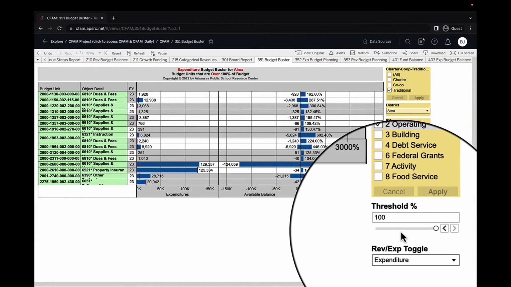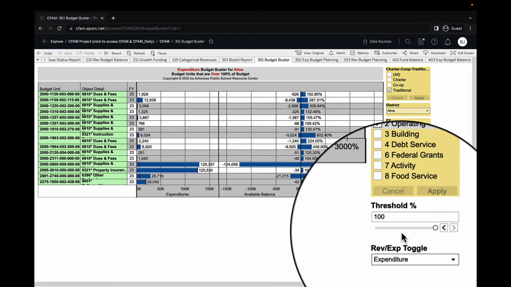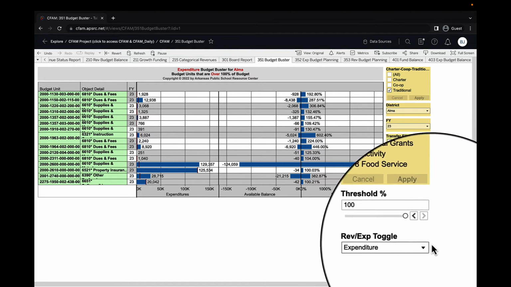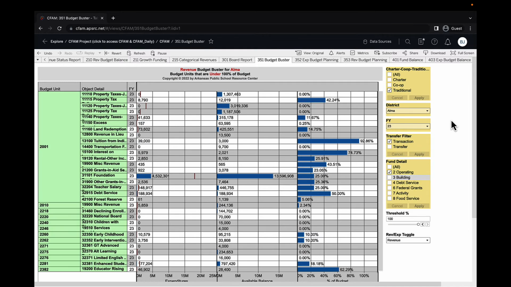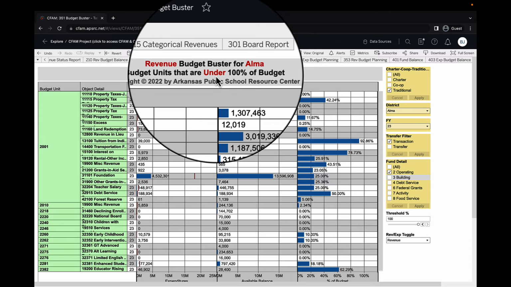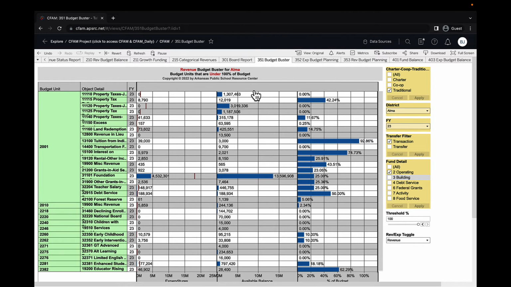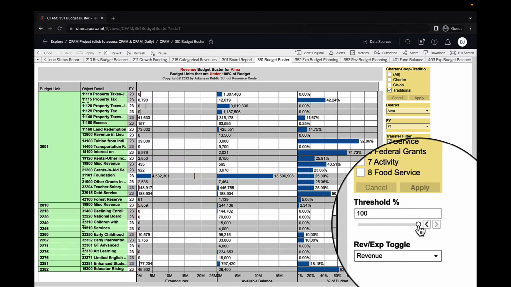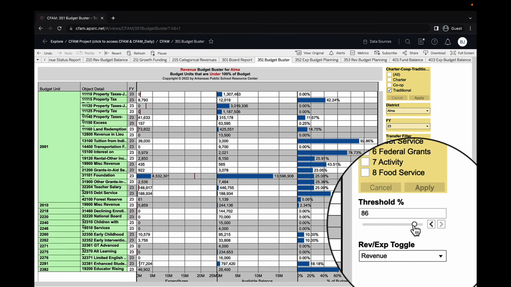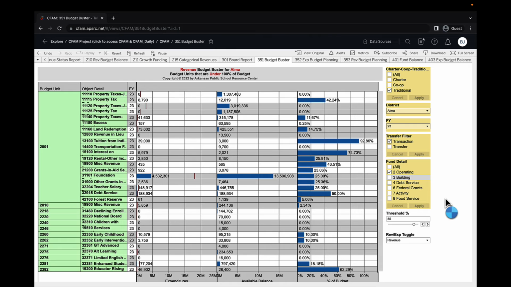Use the threshold percent based on what time of the year it is, but also know that you can look at revenues. You can toggle between expenditures and revenues, and the system is smart enough to know for expenditures it's bad when you go over budget. For revenues, it's bad when you go under budget. So the system is now going to list, since I'm looking at revenues, revenues that were less than 100% of what was budgeted. Or again, I can slide this back down to my original 85% if I wish, and get that amount, and make decisions from there.